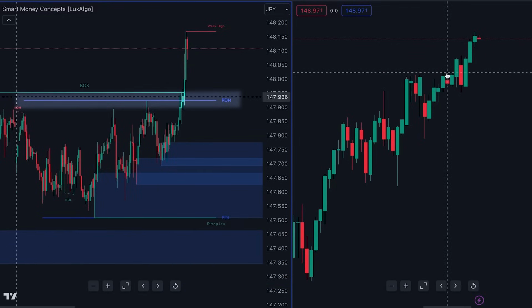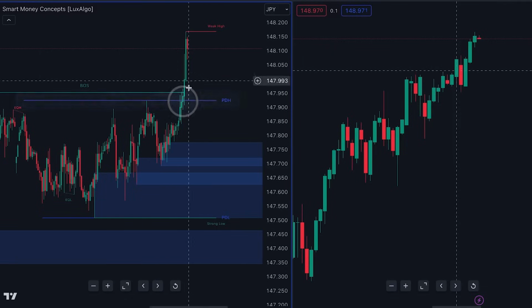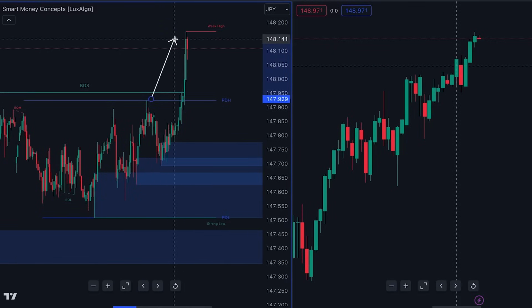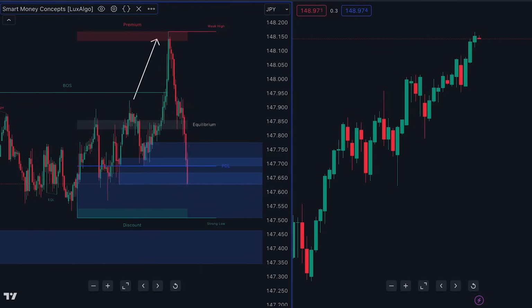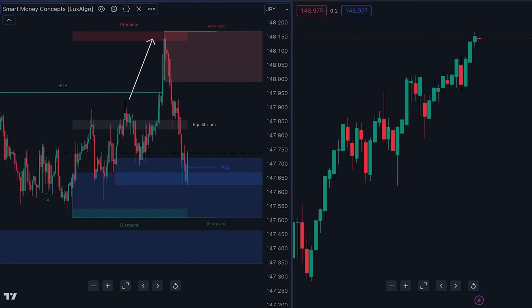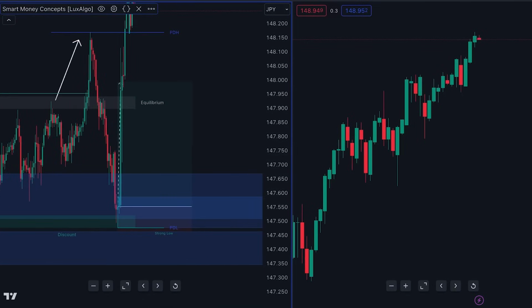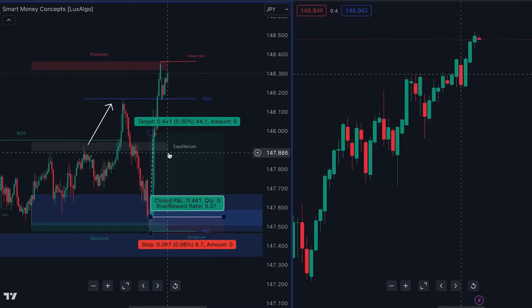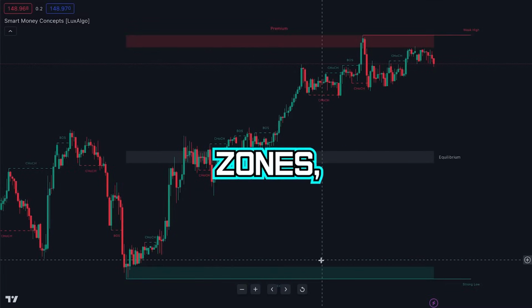If the daily candle's high is broken, this might be an indication of a bullish trending market and you might want to only seek bullish trades. So if we notice that the daily candle high was broken, we can wait for price to pull back into that daily candle and then seek a trade from a discount zone to continue in the direction of the daily candle. And with that, let's discuss premium and discount zones.